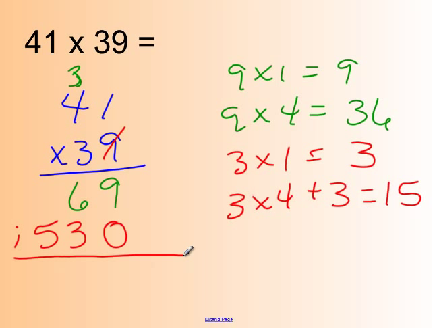I'm going to add those together. 9 plus 0 is 9, 6 plus 3 is 9, 5 plus nothing is 5, and 1 plus nothing is 1. 41 times 39 is 1,599.